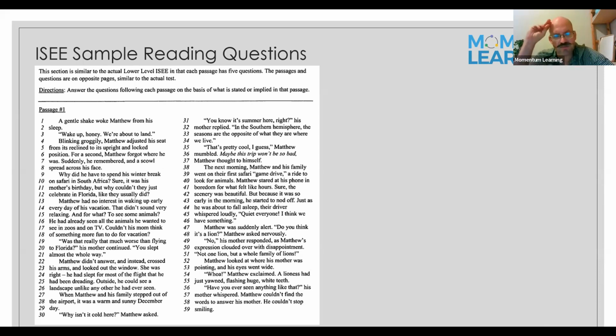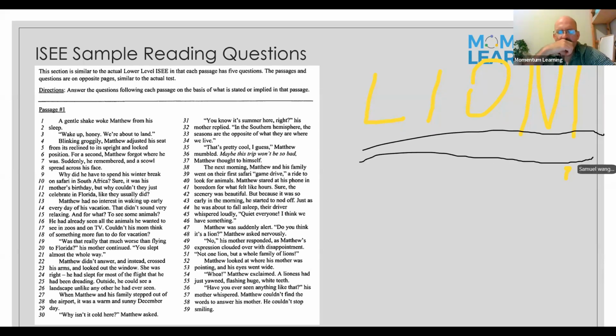Matthew looked at where his mother was pointing, and his eyes went wide. "Whoa," Matthew exclaimed. A lioness had just yawned, flashing huge white teeth. "Have you ever seen anything like that?" his mother whispered. Matthew couldn't find the words to answer his mother. He couldn't stop smiling.